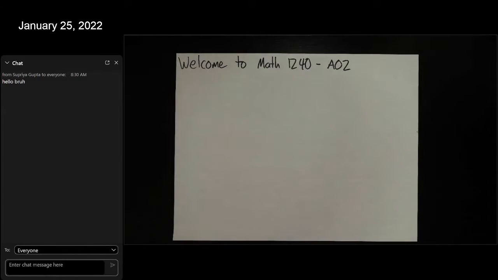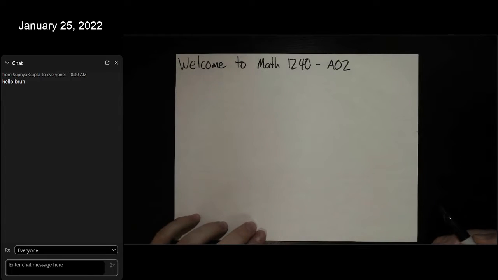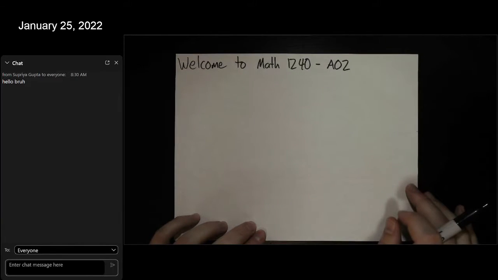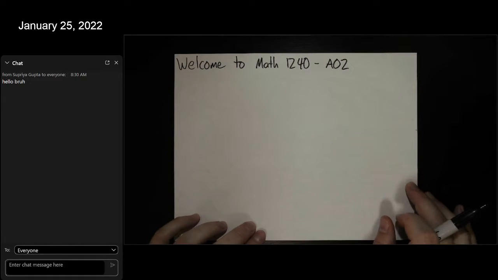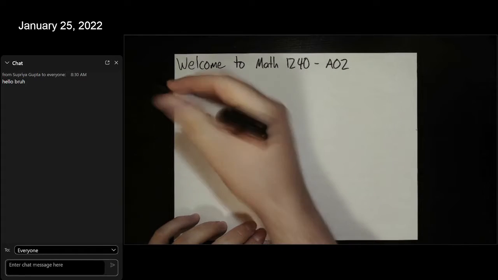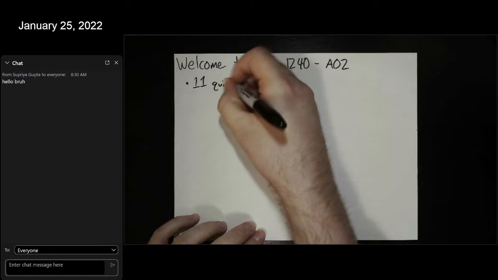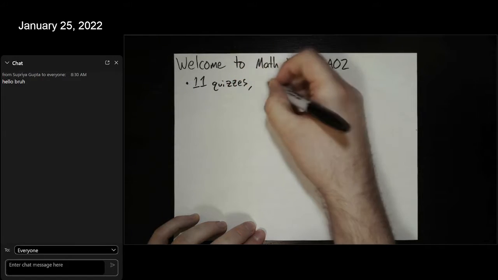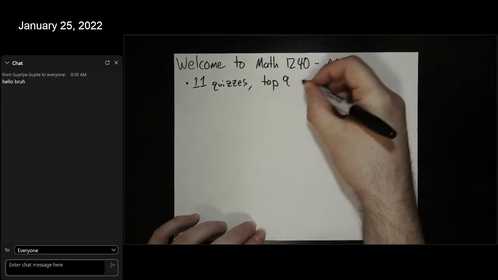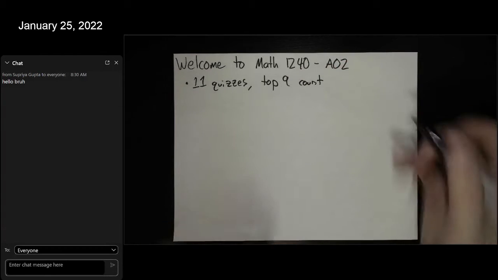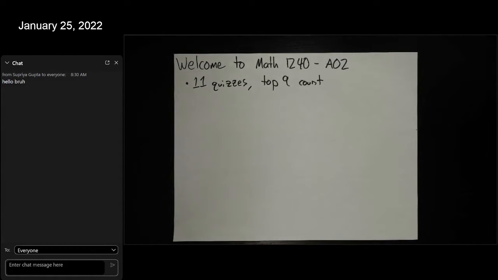So a little bit more about the quizzes and the course structure in general. The way your grade is calculated, and this is all in the syllabus, but I just want to cover it. You have 11 quizzes, of which your top 9 count. So you get to drop your 2 lowest quizzes.